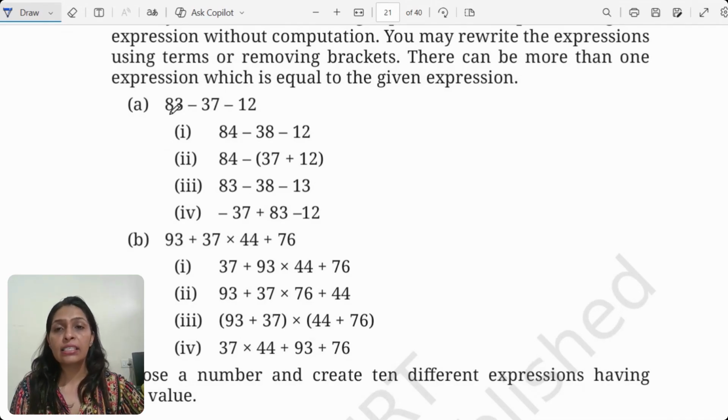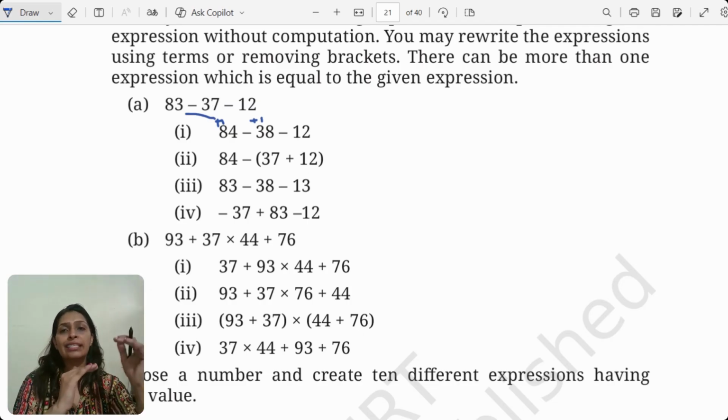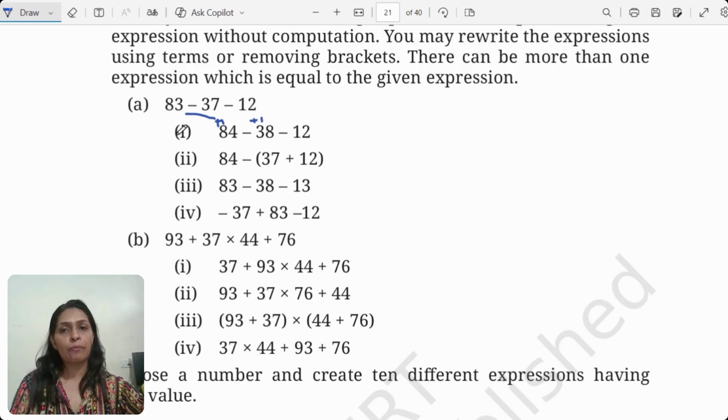It is 83 minus 37 minus 12. Is this going to be the same one? What we did, we have added 1 to it. Will that change anything? Because it is 83 minus 37, what I did is I increased 83 by 1 and it became 84, and then 37, and minus 12 is as it is, right? I've increased something with a positive, and I've increased something with a negative. So the answer remains the same. So this is the same as the previous one.